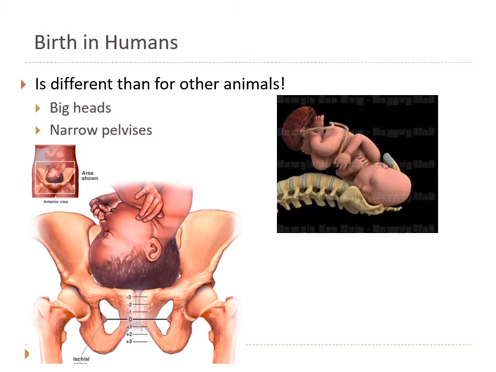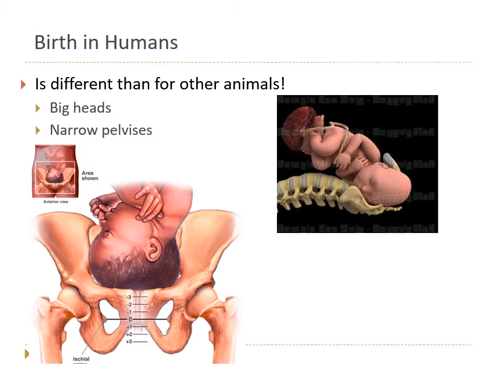We also have these relatively narrow pelvises because we walk upright rather than quadrupedal or on 4 feet. In order to keep our center of gravity and keep our ambulation or our walking process relatively energy efficient, we have these narrow pelvises. And so we have bigger heads and narrower pelvises. So birth is different in humans than it is for many other mammals.